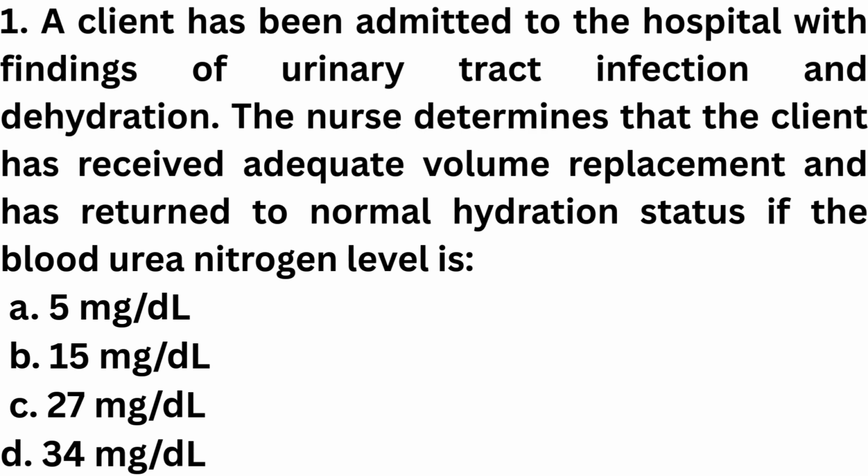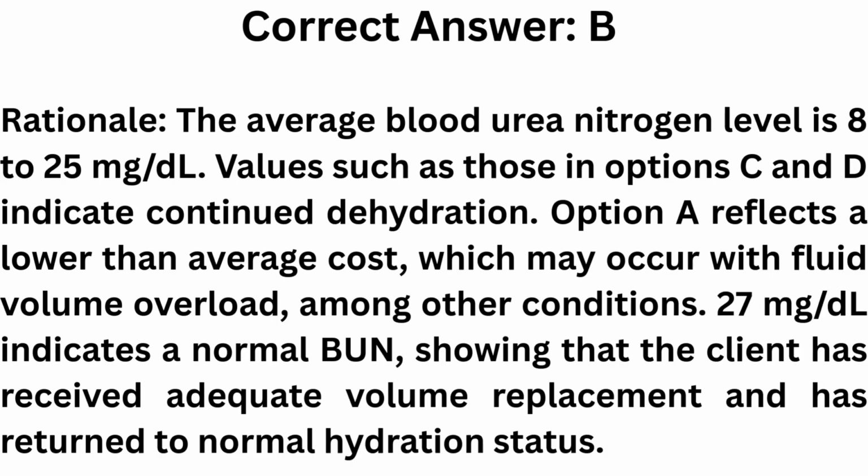1. A client has been admitted to the hospital with findings of urinary tract infection and dehydration. The nurse determines that the client has received adequate volume replacement and has returned to normal hydration status if the blood urea nitrogen level is A. 5 mg per deciliter, B. 15 mg per deciliter, C. 27 mg per deciliter, D. 34 mg per deciliter. Correct answer, B.